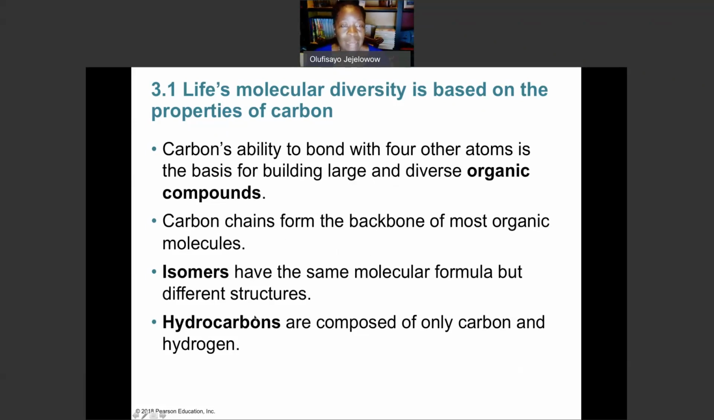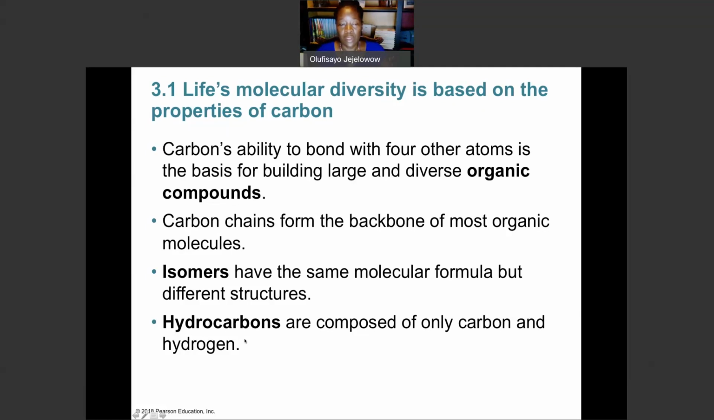When carbon is bonded only to hydrogen, we call it hydrocarbons. So it means just a compound containing hydrogen and carbon. Hydrocarbons are composed of only carbon and hydrogen. What are examples of hydrocarbons? Methane, ethane, propane, butane, and so on, hexane, and so on and so forth.